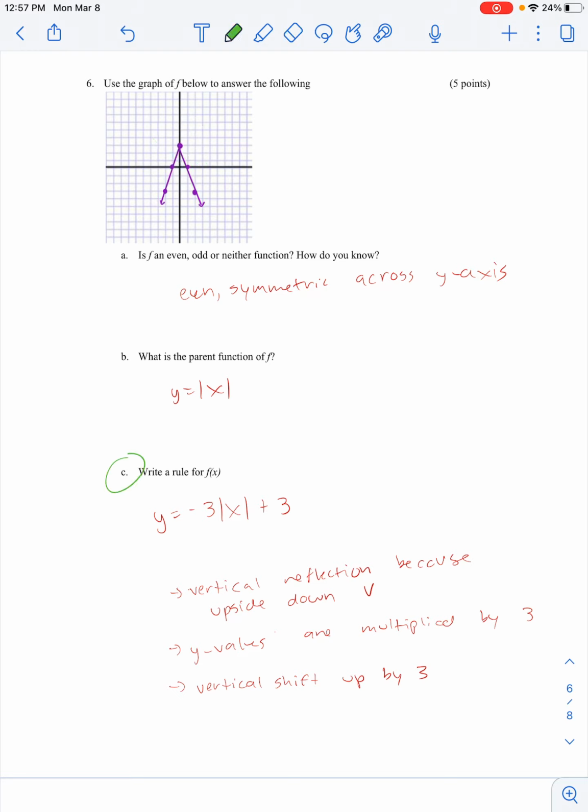So this one is also difficult. This was a hard one. It takes a little bit of guessing and checking. I didn't take off too many points if you were a little bit off.